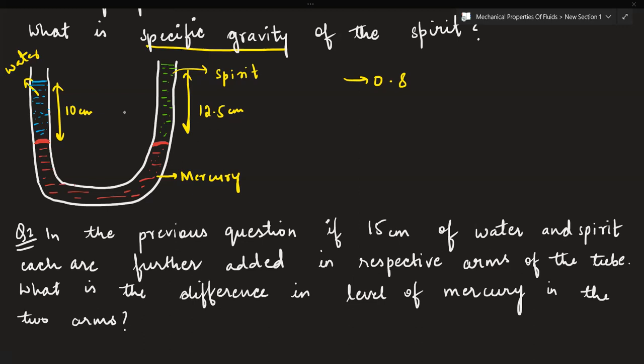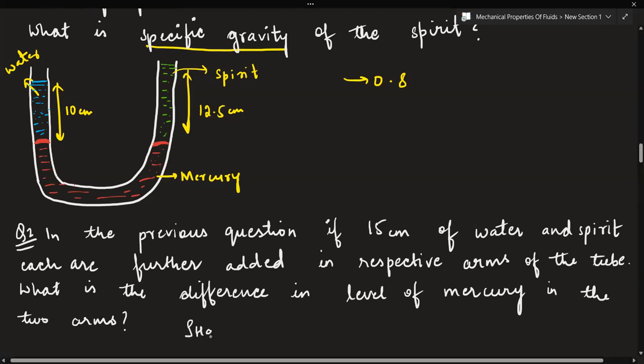Do you know the density of mercury? No, ma'am. It is 13.6 into 10 to the power 3 kg per meter cube. So if you need this, you can utilize.